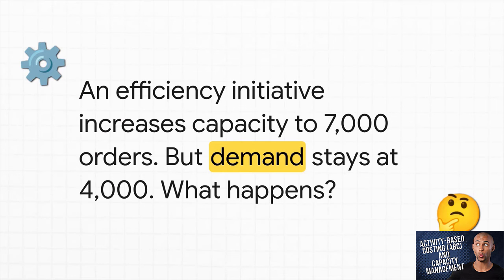Let me ask you this. What happens when your team gets more efficient? Let's say you do some fancy new project, and now your team can handle 7,000 orders instead of 5,000. That's a huge win, right? But what if your actual customer demand doesn't change? It just stays stuck at 4,000 orders. What happens to your cost then?